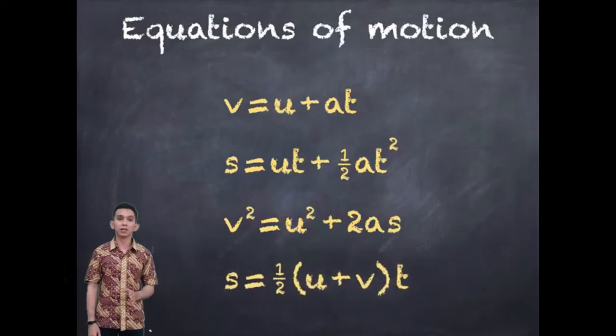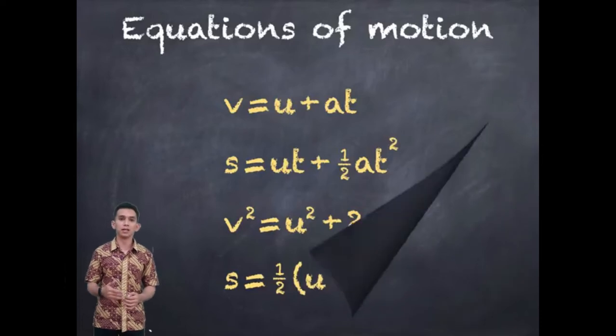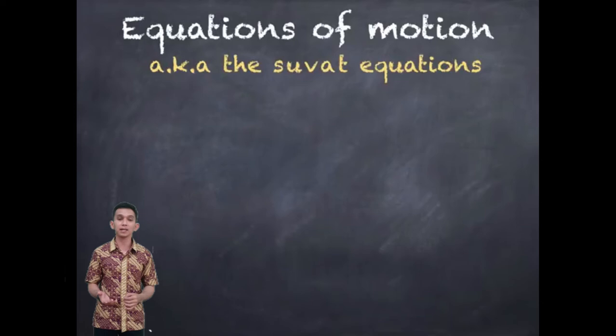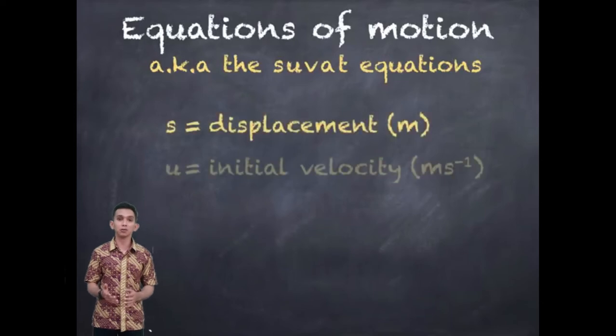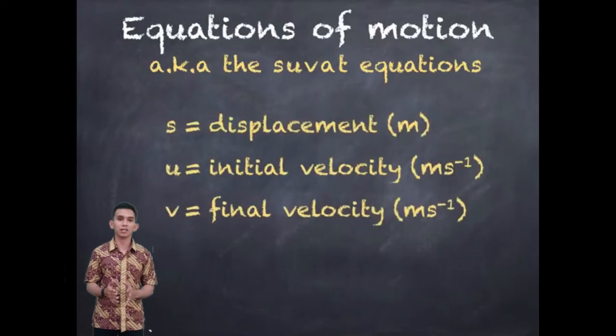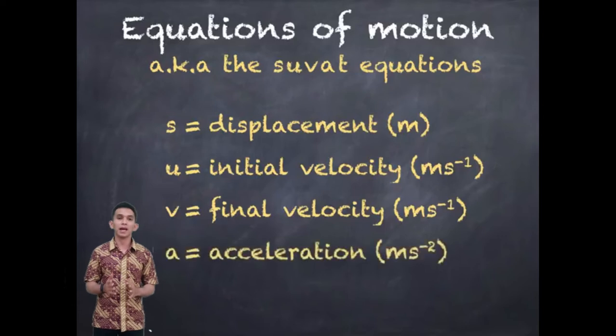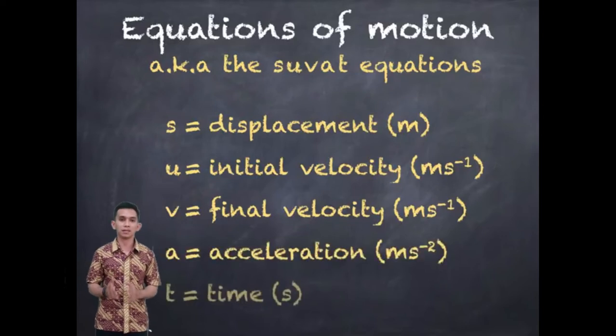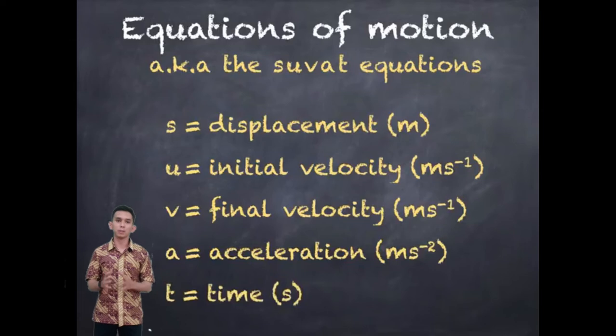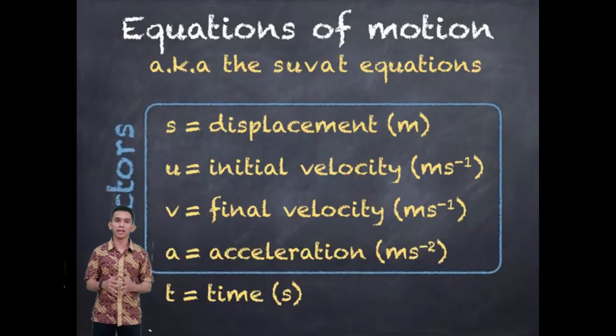Sometimes these are referred to as the SUV equations because of the letters we use. S is displacement, U is the initial velocity in meters per second, V is the final velocity also in meters per second, A is acceleration in meters per second squared, and finally, T is time in seconds. Now, it's important to remember that the first four quantities are all vectors, so for them, direction has to be taken into account. I'll say more about this after going through the derivations.